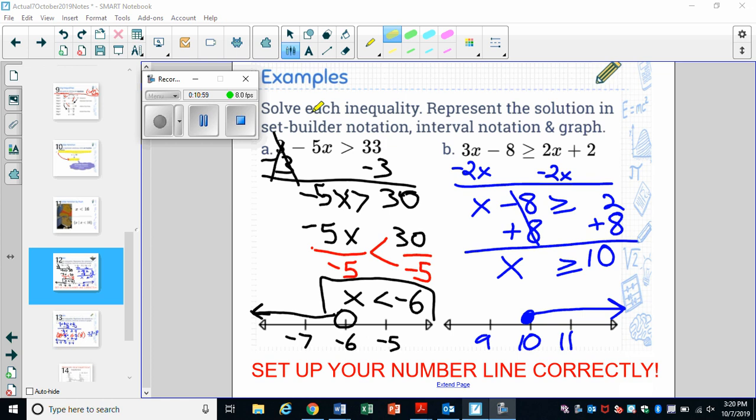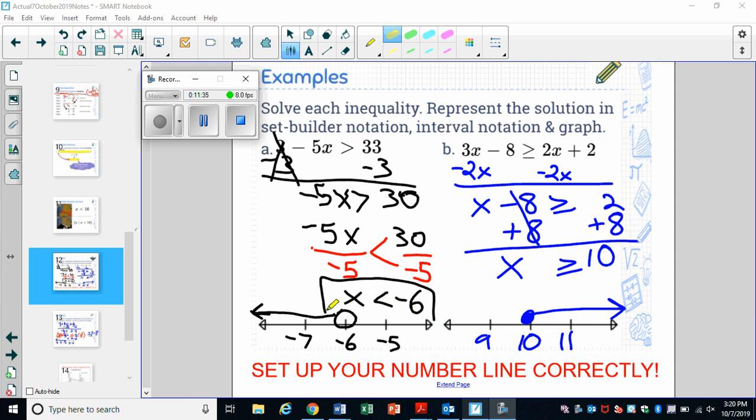We did a couple problems in class. So problem A, again, follow the rules for solving equations, just like inequalities. For problem A, we subtract 3 on both sides. And then the second part, we divide both sides by -5. Notice how it's in red. We have to switch our inequality. So in the end, rather than a greater than sign, it's a less than sign. Now, x is less than 6.